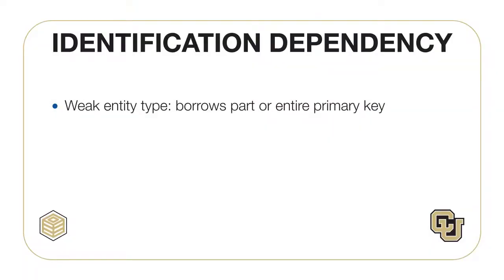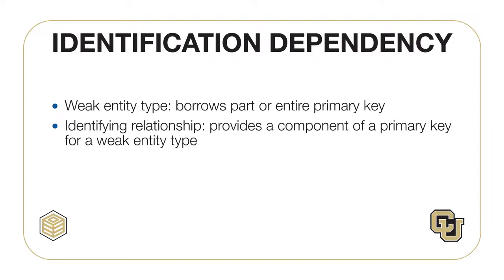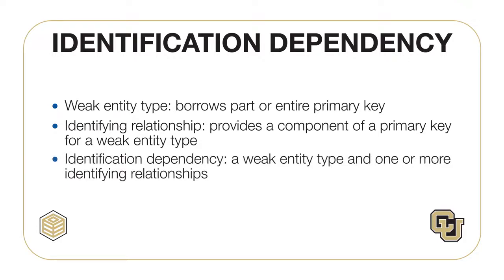In some business situations, an entity type may not have its own primary key. Entity types without their own primary key must borrow part or all of their primary key from other entity types. Entity types that borrow part or all of their primary key are known as weak entity types. A relationship that provides a component of the primary key is known as an identifying relationship. Thus, an identification dependency involves a weak entity type and one or more identifying relationships.